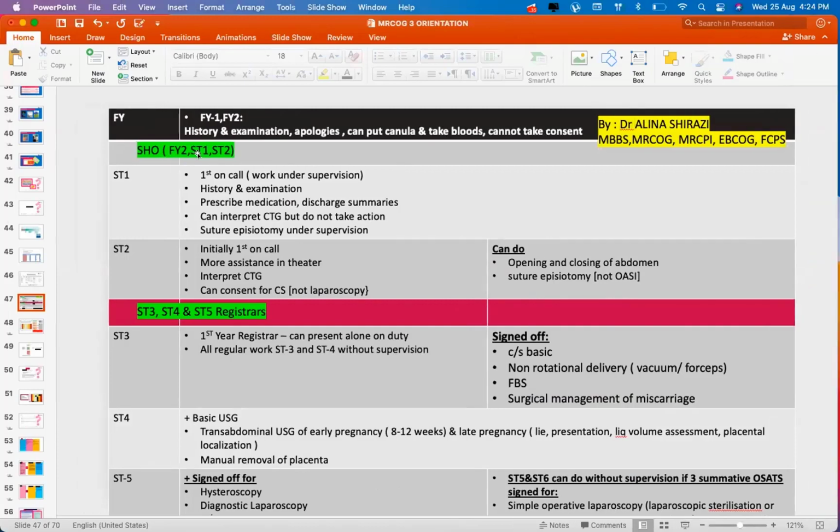SHO level is FY2, ST1, and ST2. At the level of ST1, they are the first on call. All work of the ST1 is under supervision. They are not allowed to do anything alone, anything.